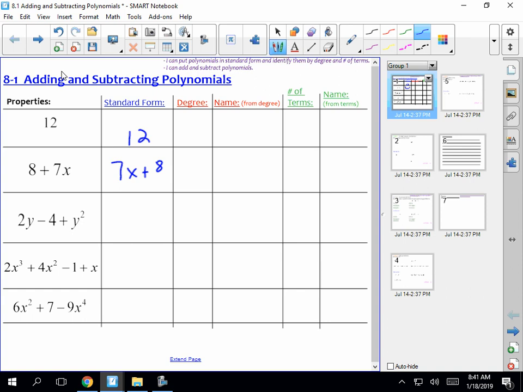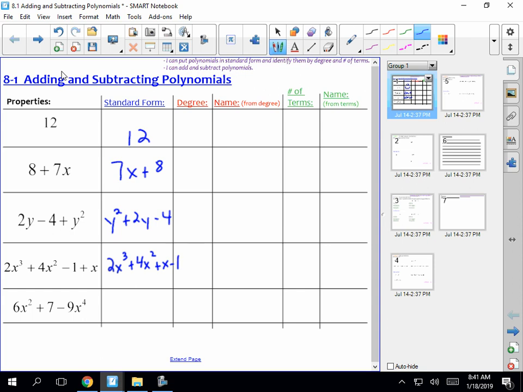y squared would be written first, and then 2y, and then minus 4. That's standard form for that polynomial. You can write this down. Chapter 8, section 1. Find the table. This second to last one, which term will go first here? It's already kind of in standard form, at least the first two terms. But then we've got to change the order, move the x up, and then minus 1.